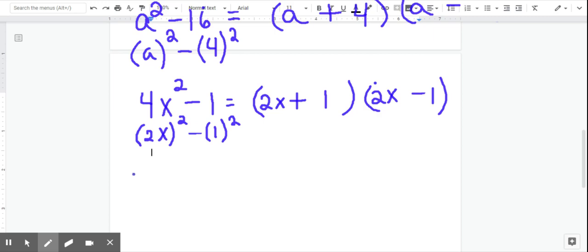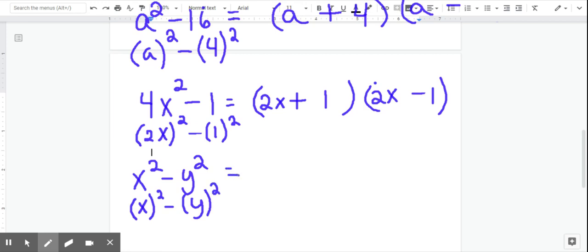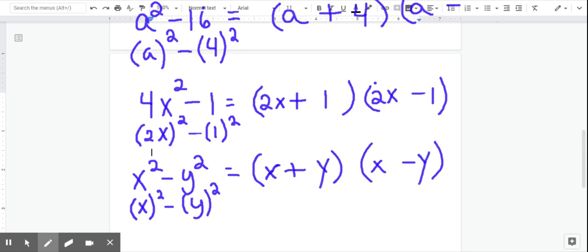You could have two variables. You could say x squared minus y squared is the difference of two squares. What squared gives me x squared? x times x. What squared gives me y squared? y times y. So when you factor x squared minus y squared, it's the sum and the difference of the same two terms, x and x, y and y.